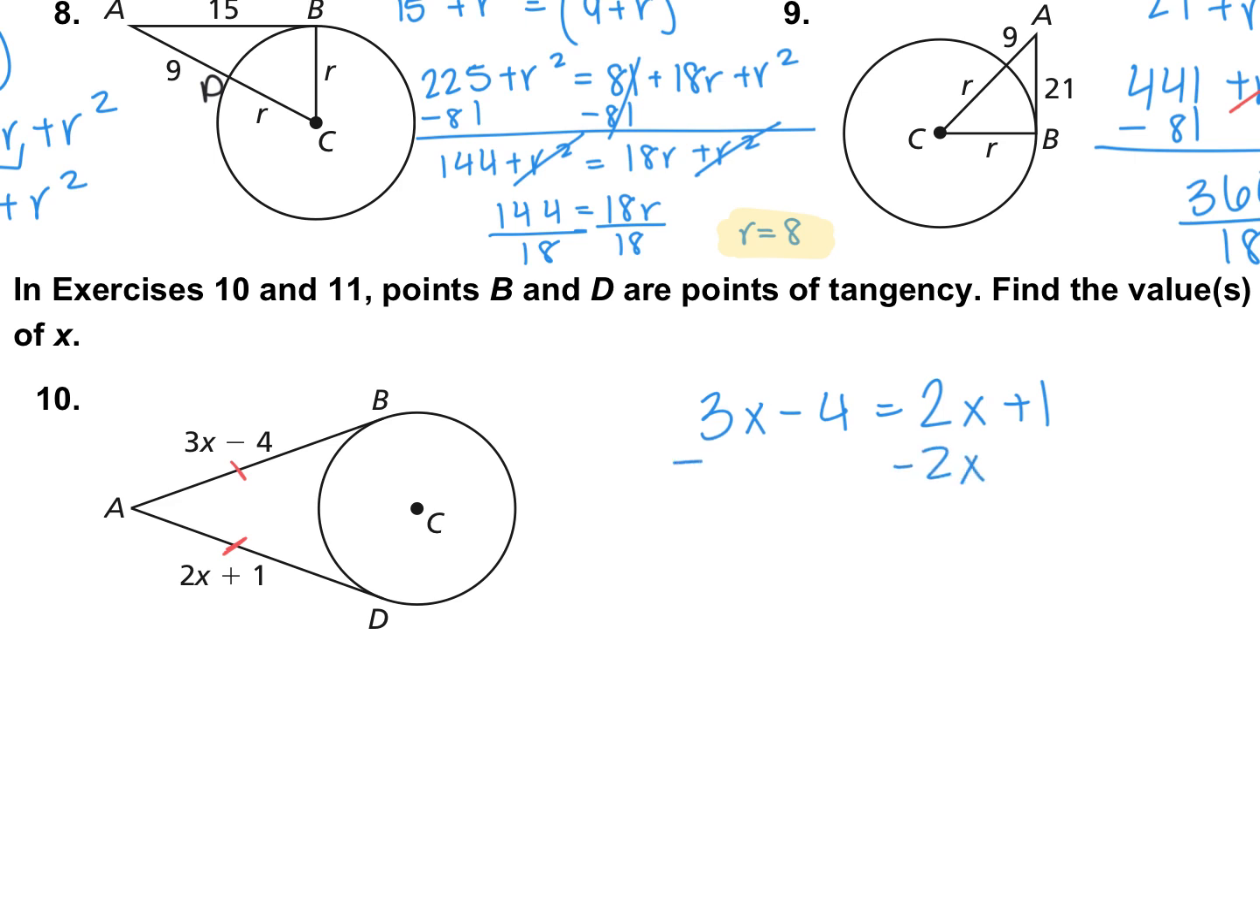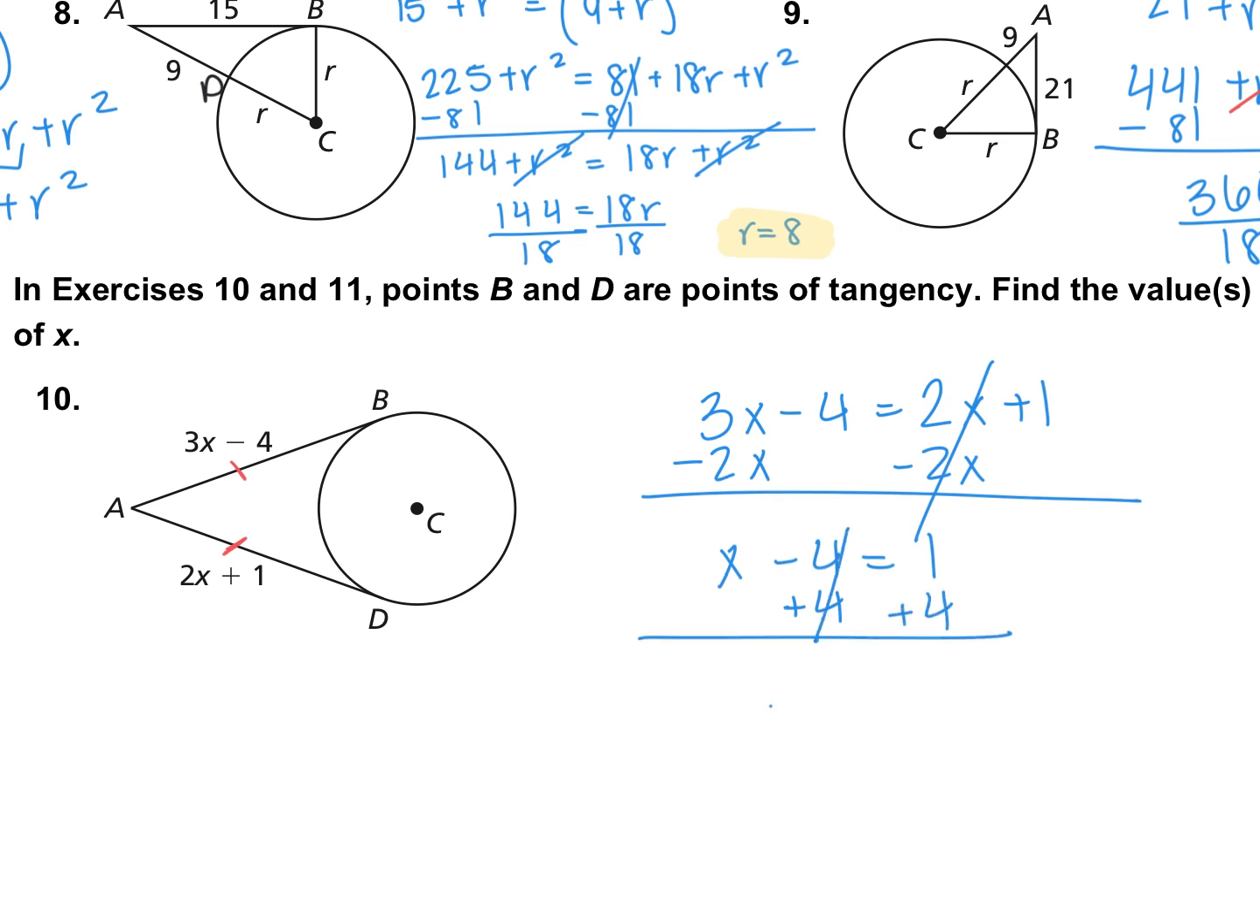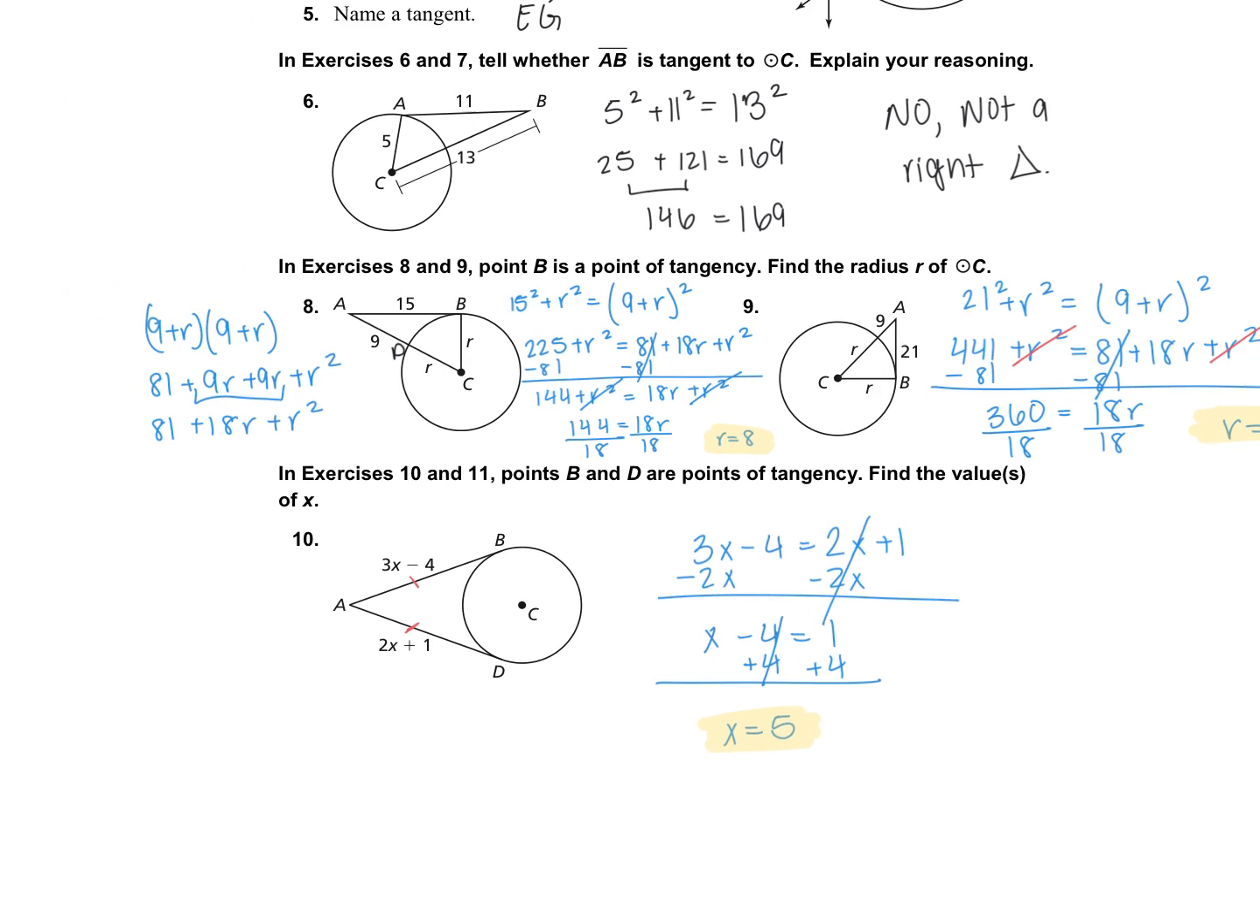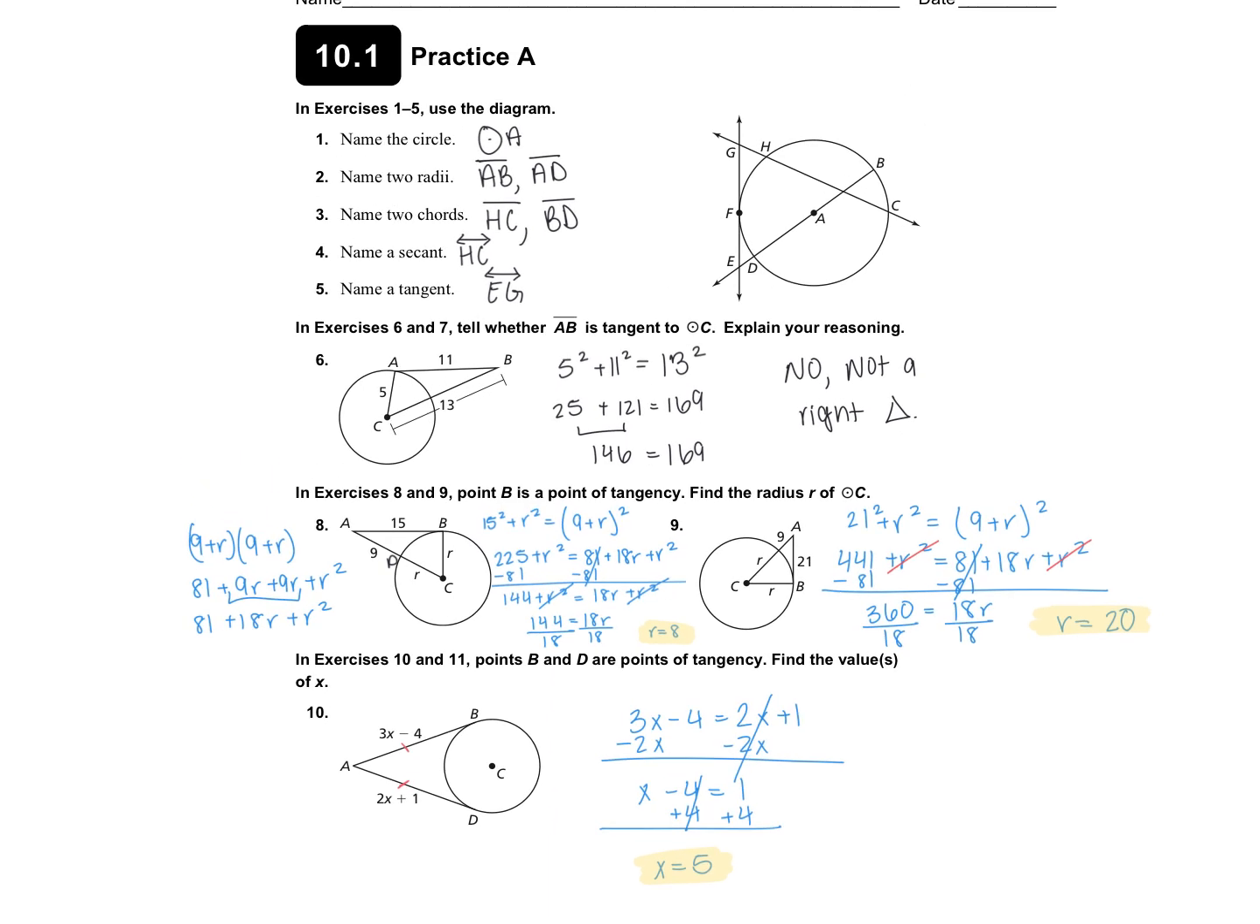Subtract 2x from both sides. You're going to get x minus 4 equals 1. Add 4 to both sides. X equals 5, and that's it. All you had to do was set them equal and solve. Questions on 10.1? If you can do all of this without any help from anybody and you know all your vocabulary, you're good for the majority of the questions on the quiz.